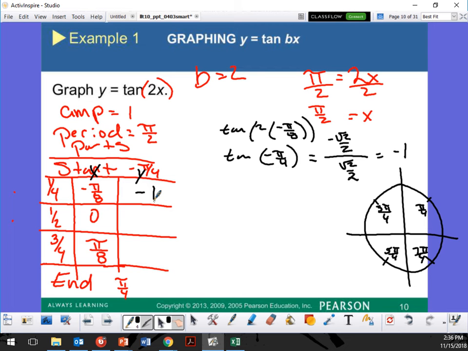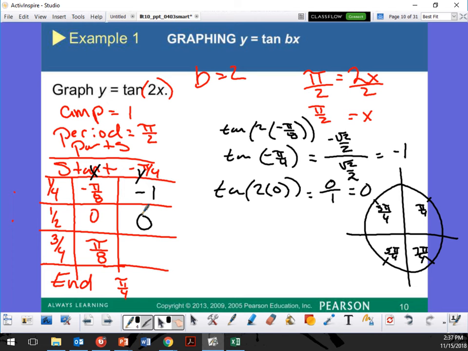Now, we're going to do the same thing for 0. So tangent at 2 times 0. What's the tangent at 0? Tangent is what over what? 0 over 1. That's y over x, which is 0 over 1, which is? Zero. Undefined is when you have the denominator zero. So this one's okay. I just can't have the bottom be zero. Does that make sense? Yes.